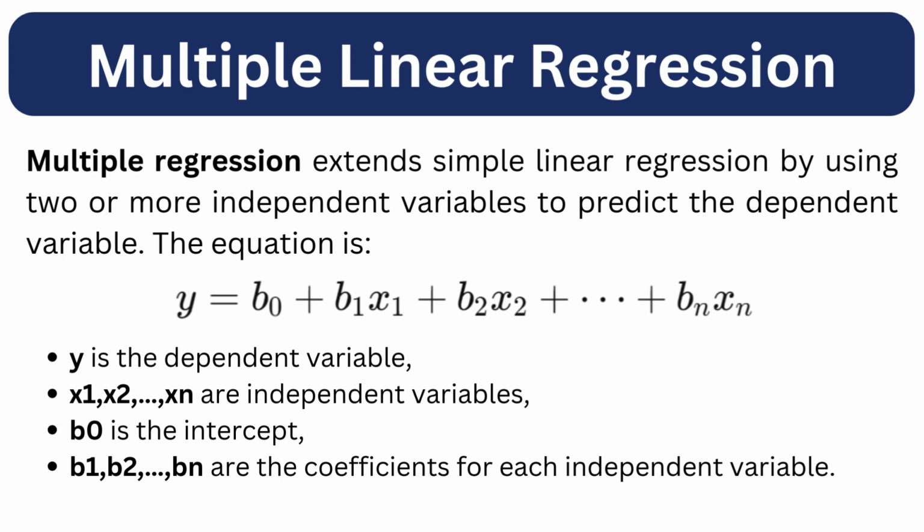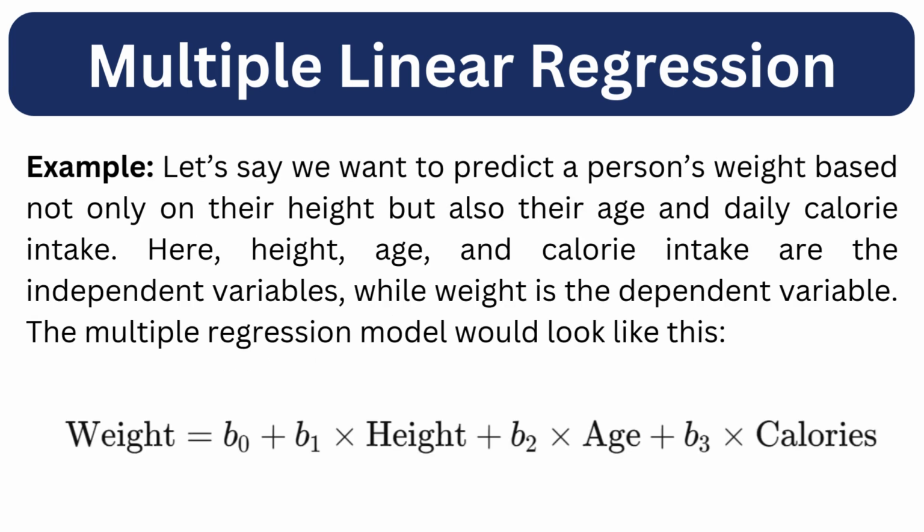Here y is the dependent variable, x1, x2 till xn are the independent variables. b0 is the intercept, while b1, b2 till bn are the coefficients for each independent variable. Now let's see an example to make this clear.